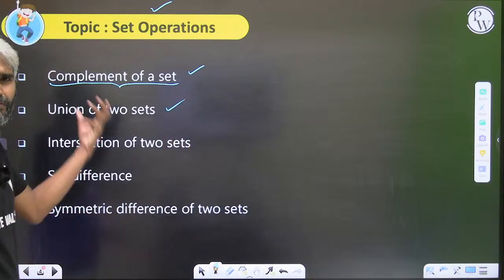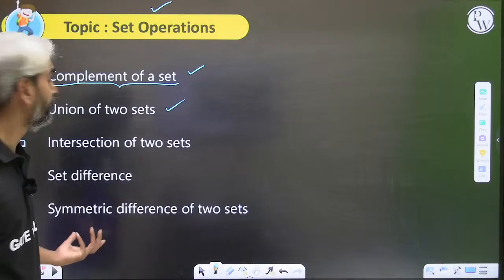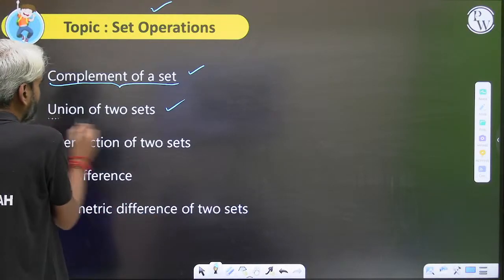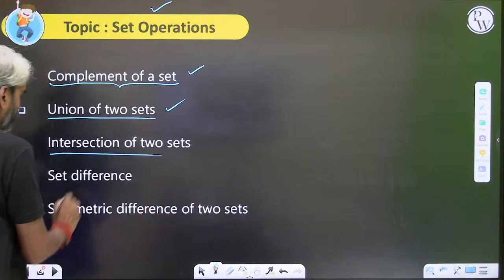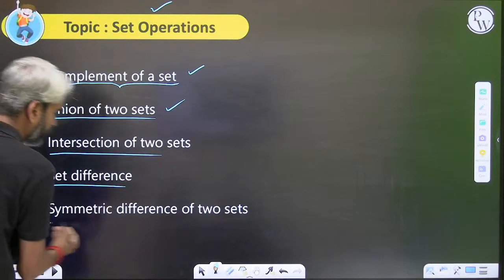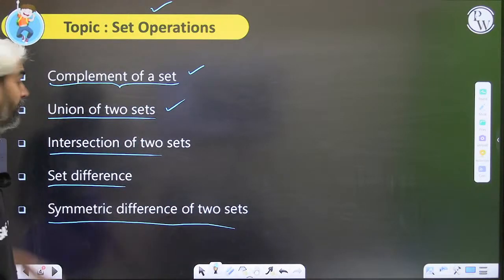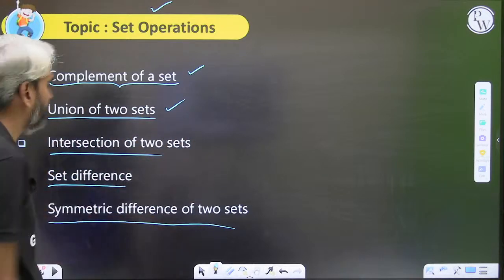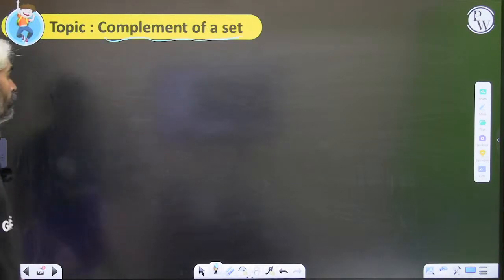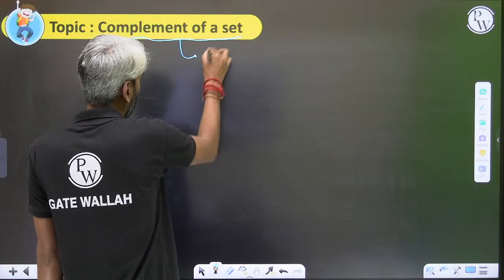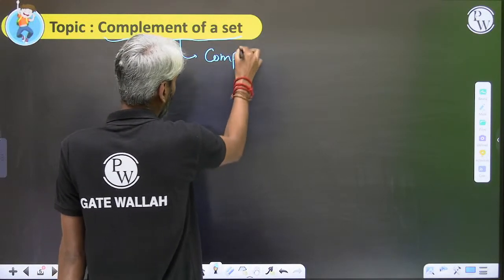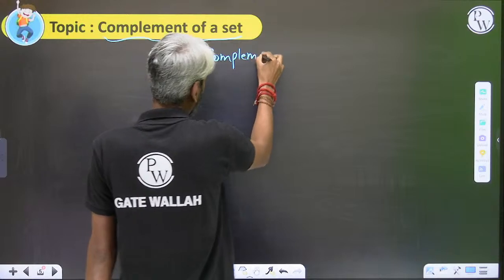I hope that some of these things don't need any discussion, but I'll just give you an overview of those things. Union of two sets, intersection of two sets, set difference, I'll try to explain. Symmetric difference, I'll try to explain. Apart from that, for these two, I'll just give you the definition, and that will be all. So what do I mean by complement of a set? The very first thing is that complement of a set is defined with respect to the universal set.